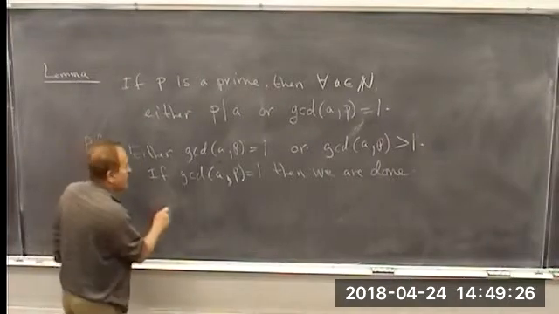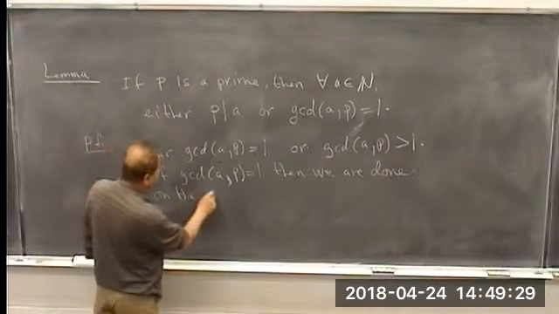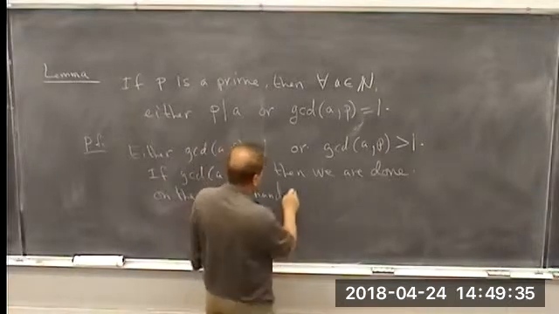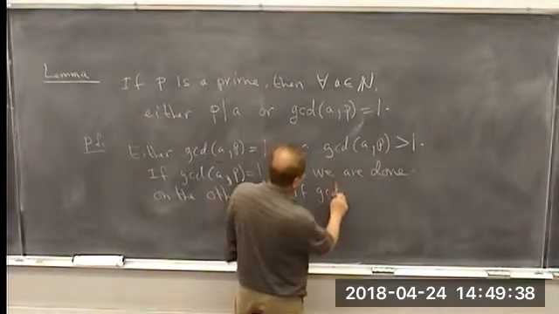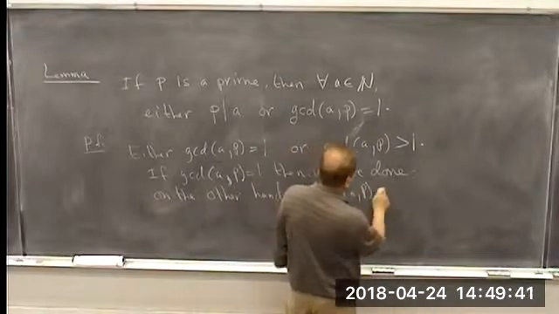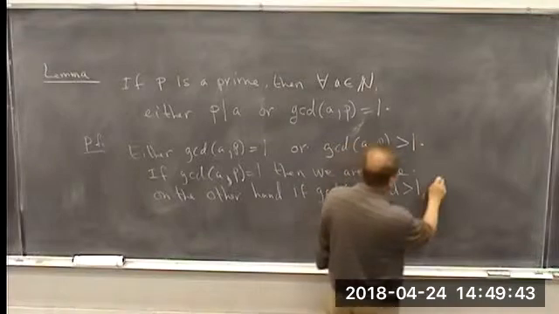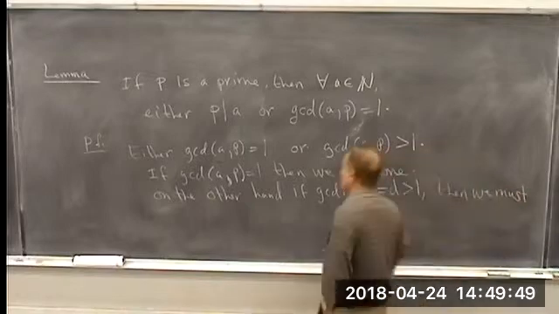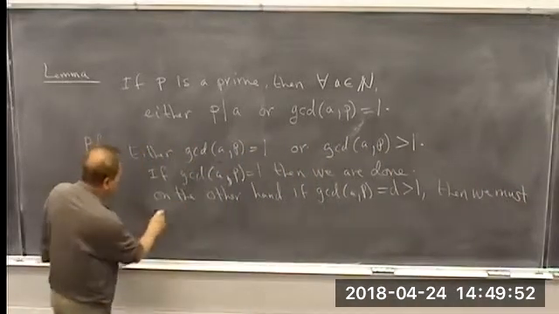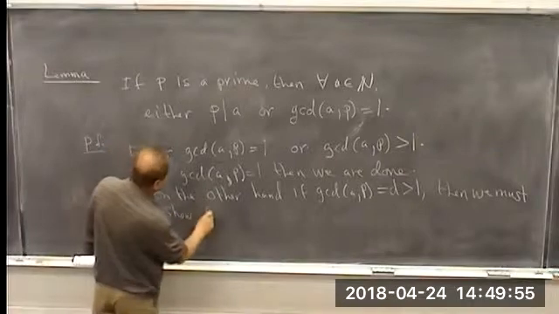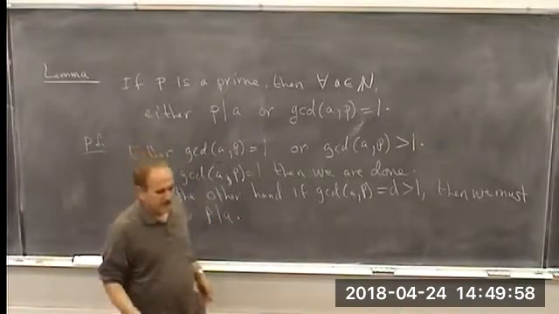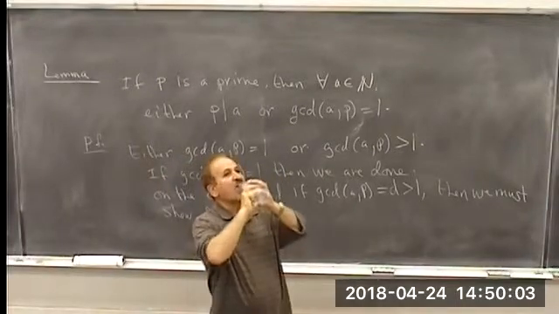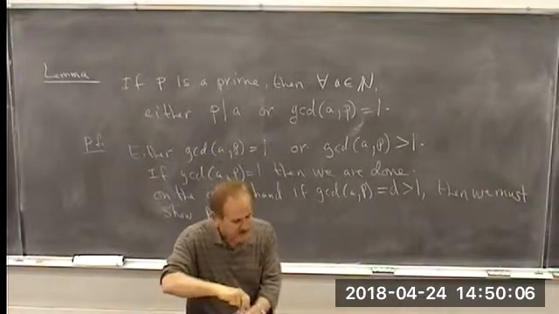Okay? So on the other hand, if the greatest common divisor of A and P is called D, bigger than 1, then we must show we have the other case, that P divides A. All right? So let's go ahead and take this case.